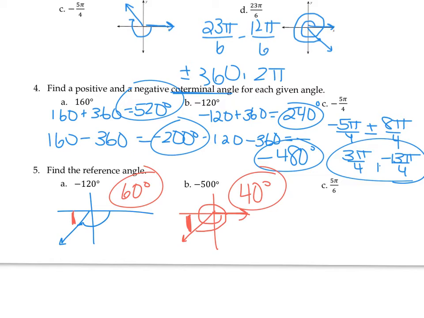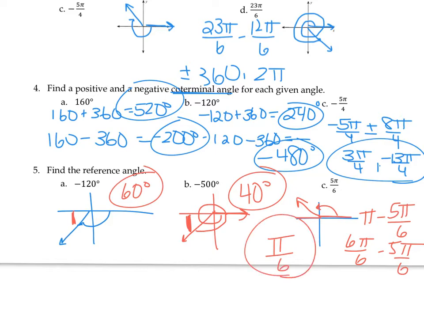So 5 pi over 6 is over here. So that's my angle. This part of the x-axis is pi, so I just do pi minus 5 pi over 6. So that's 6 pi over 6 minus 5 pi over 6. So my reference angle is pi over 6.